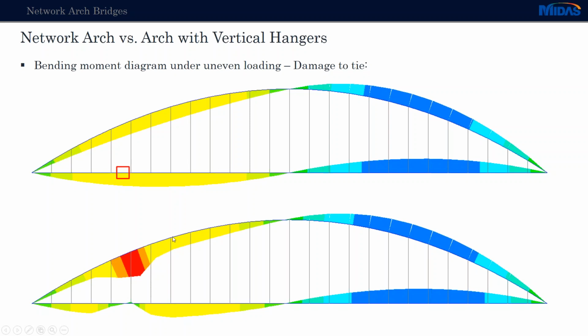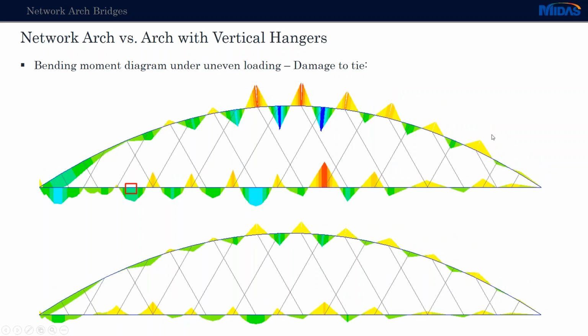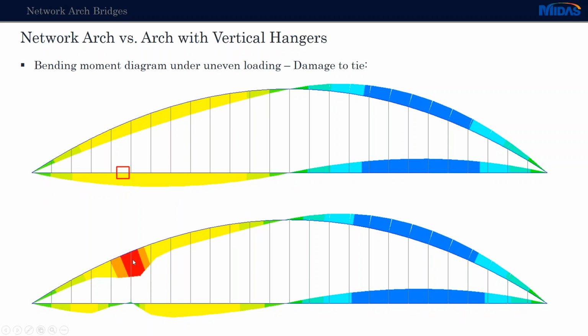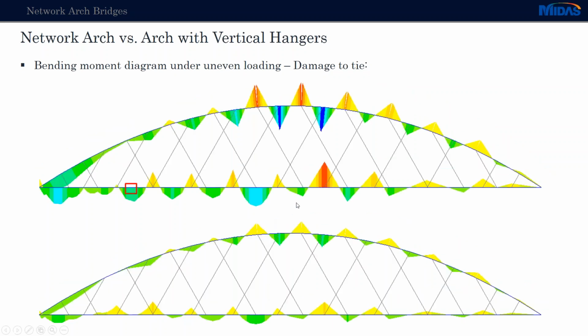We can see that this increases the bending moments in the arch very much, close to the position of the damage. Whereas if we do the same for a network arch bridge, we can see that the bending moments are much better redistributed in the rest of the structure, and we don't have these peaks, as in the one with the vertical hangers. So even when we have damage in the tie, we can see that network arches behave in a much better manner.